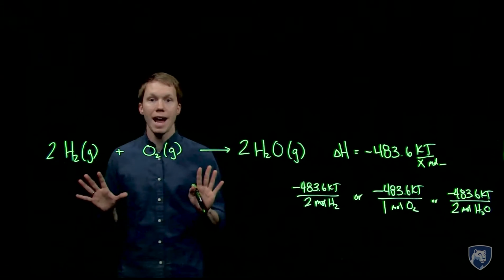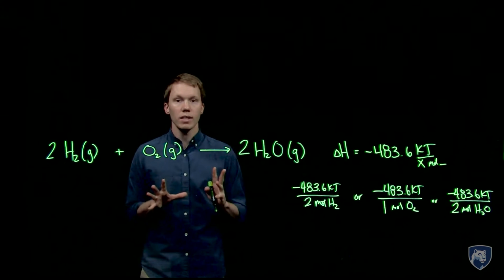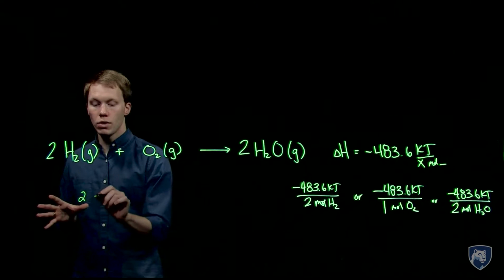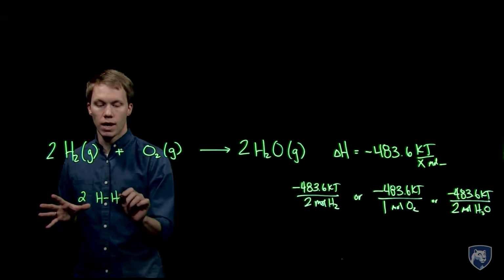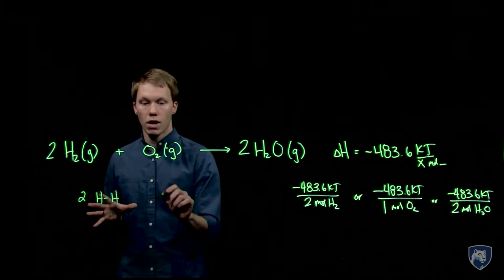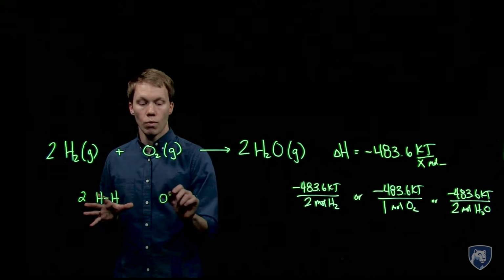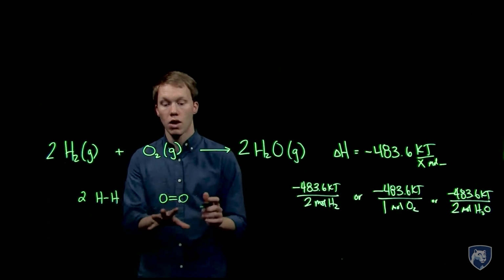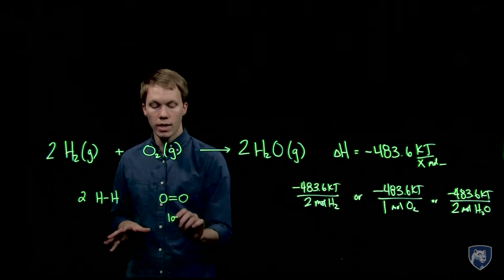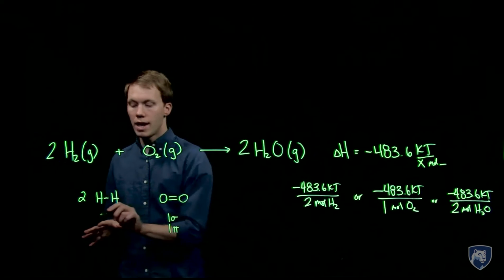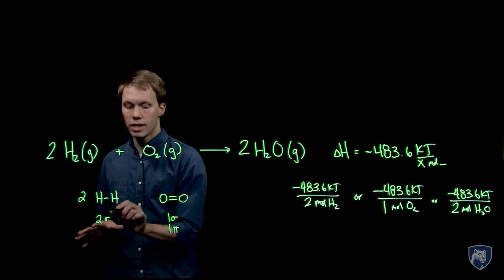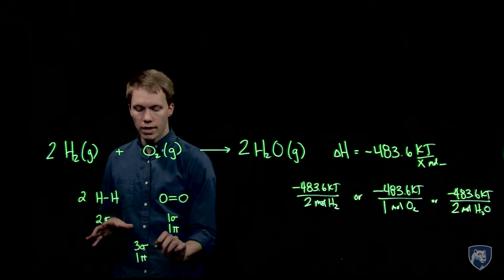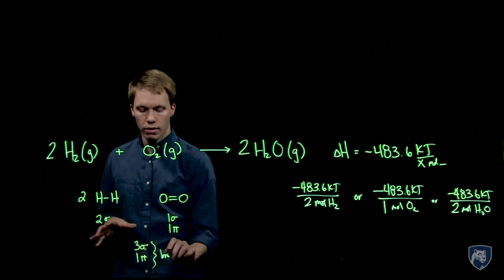But we want to take a step back and say, well, let's look at this in terms of the chemical bonds. So we are breaking 2 H-H bonds here, and we are breaking 1 oxygen double bond. So we could call, okay, we're breaking 1 sigma and 1 pi here, and in this case we're breaking 2 sigmas. So we have 3 sigma bonds and 1 pi bond that are being broken.